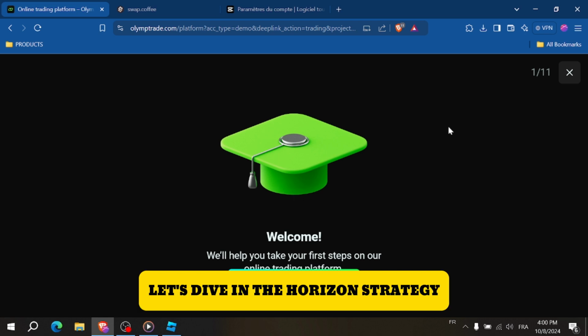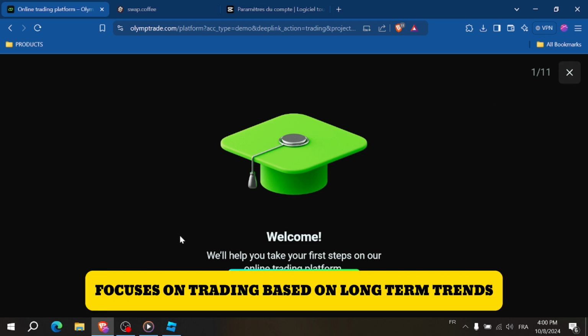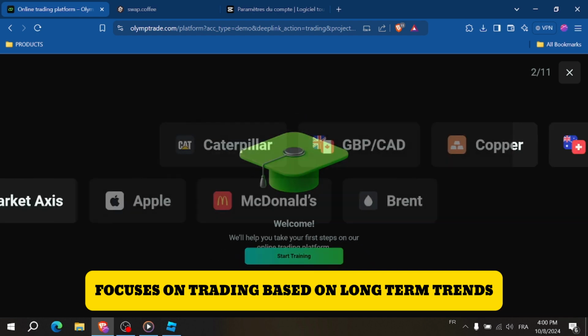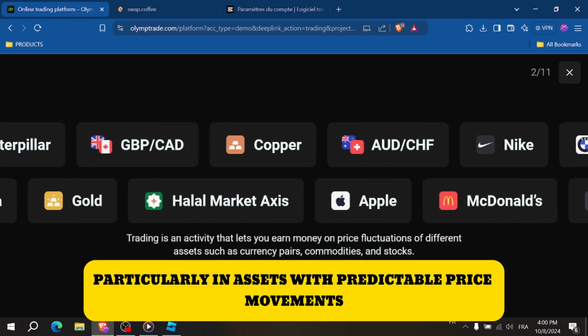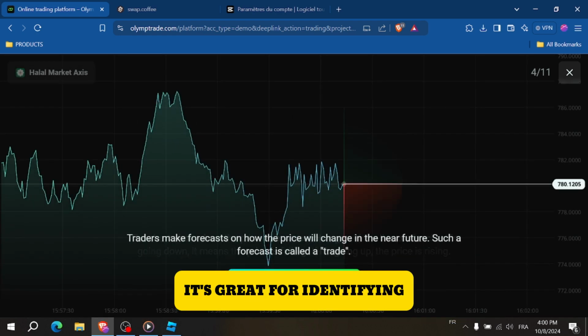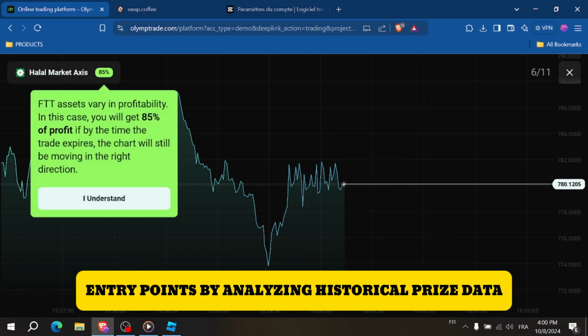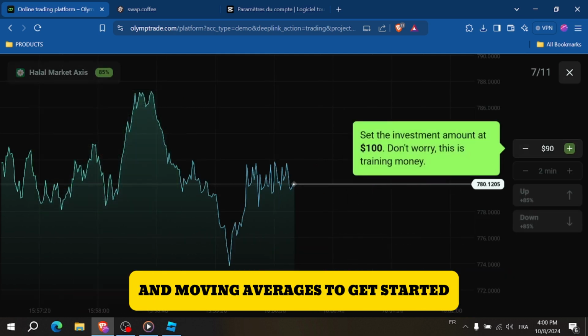Let's dive in. The Horizon strategy focuses on trading based on long-term trends, particularly in assets with predictable price movements. It's great for identifying entry points by analyzing historical price data and moving averages.